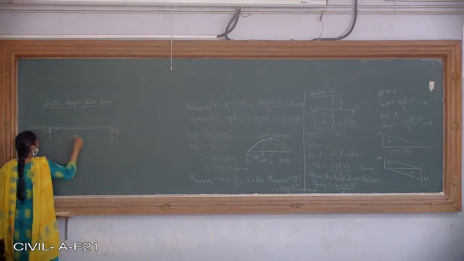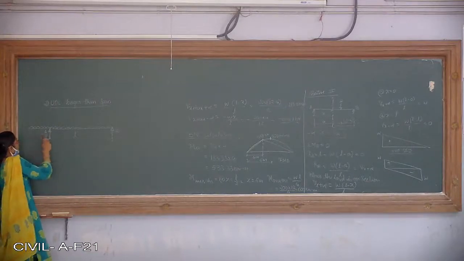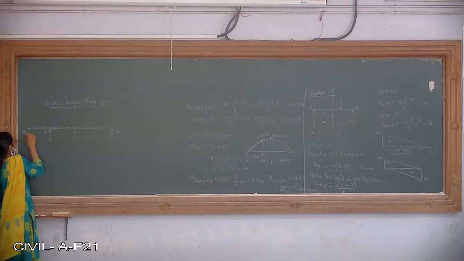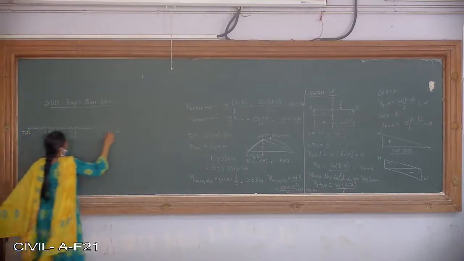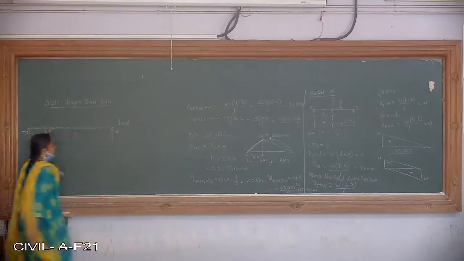So here, this is the span of the beam. Now when the load is moving like this, this is called the tail of the load, and this is the head of the load. Okay, we call it the head of the load.